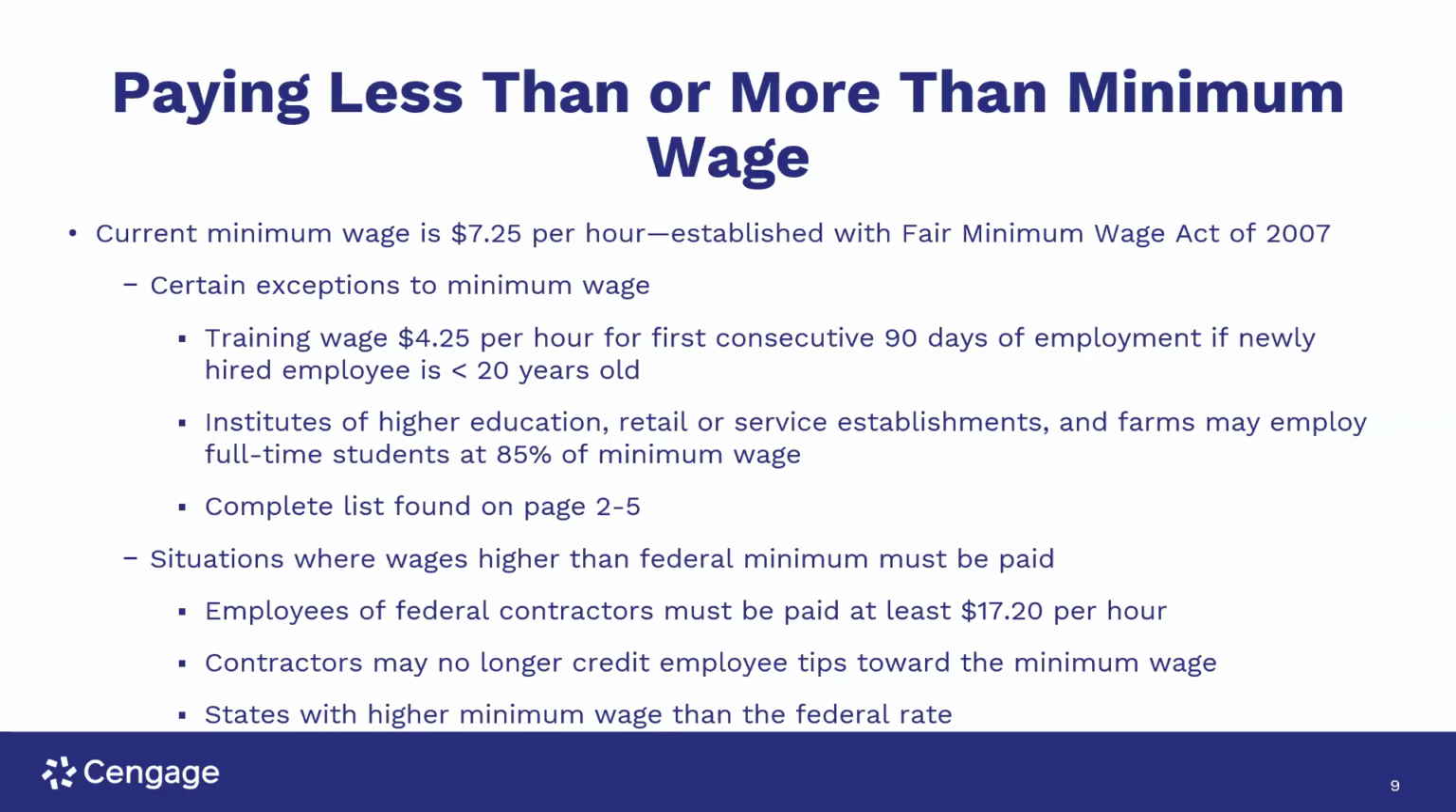And you can find a full list of this on the government's website related to the Fair Labor Standards Act. And there are also situations where higher than the federal minimum wage must be paid, including employees of federal contractors, who must be paid at least $7.20 an hour. Contractors may no longer credit employee tips against that minimum wage, because they're federal contractors, they must be paid 7.20 an hour. Any tips above that are the employee's own.